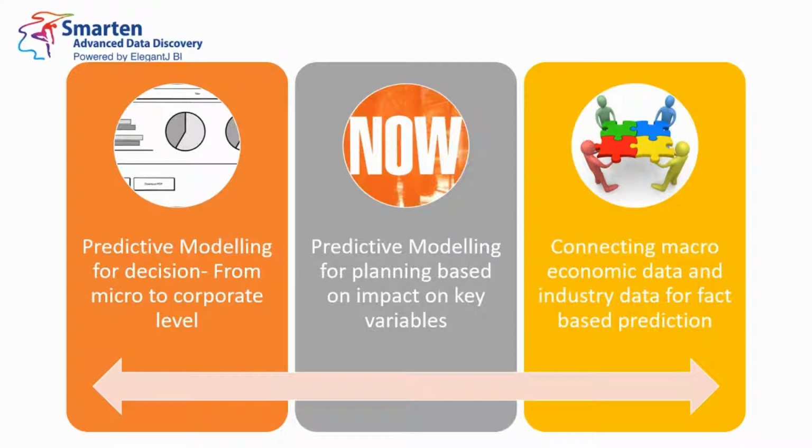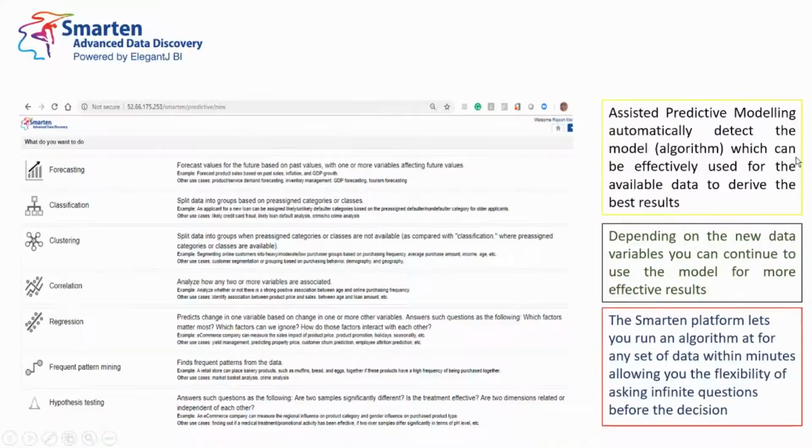You can take a decision at a micro level, like a regional sales manager using predictive modeling, up to a decision which would be taken by the CEO. You can make plans based on the predictive model, short-term as well as long-term plans, and then you can connect this to macroeconomic data to validate it also if required. So that's the three blocks which make up the whole thing.